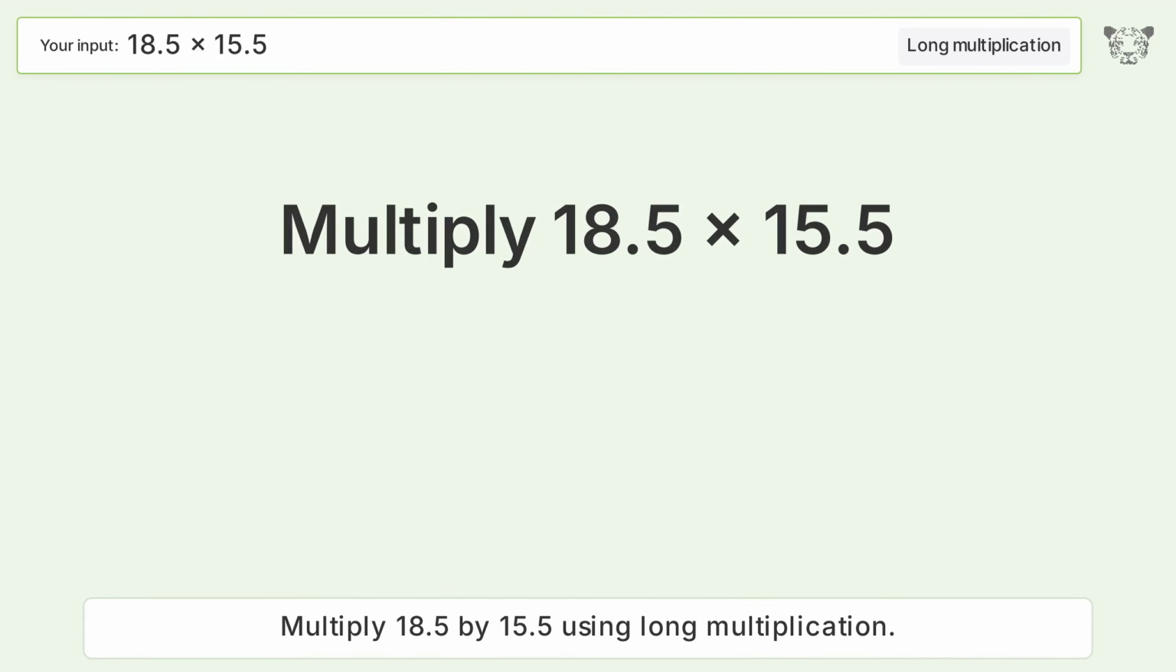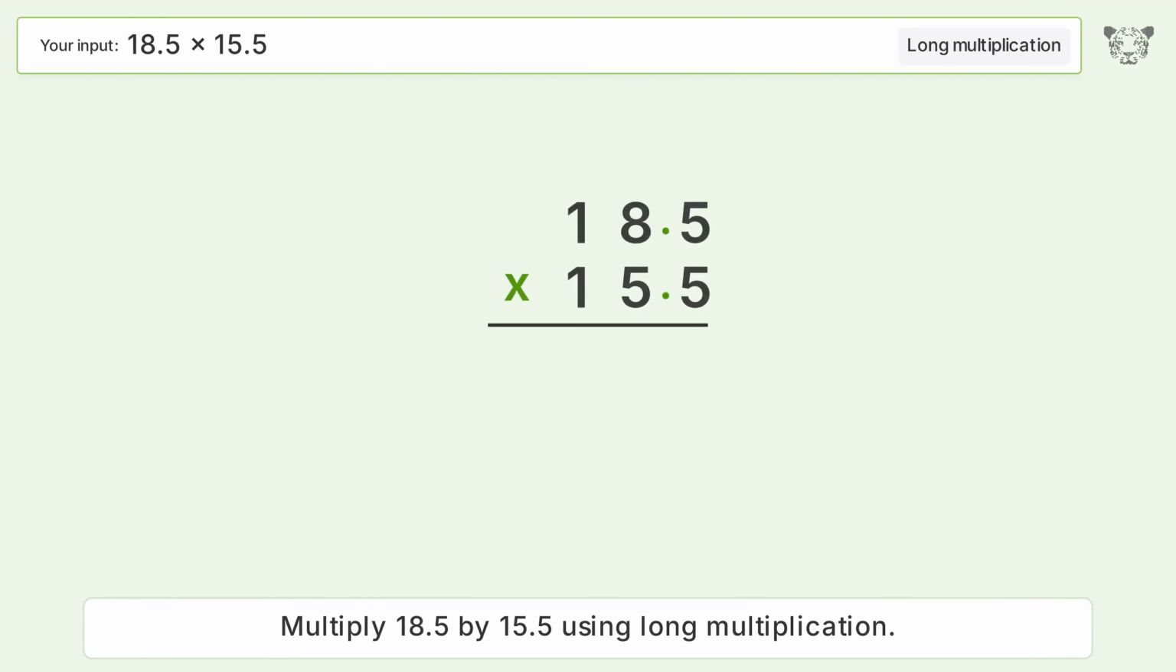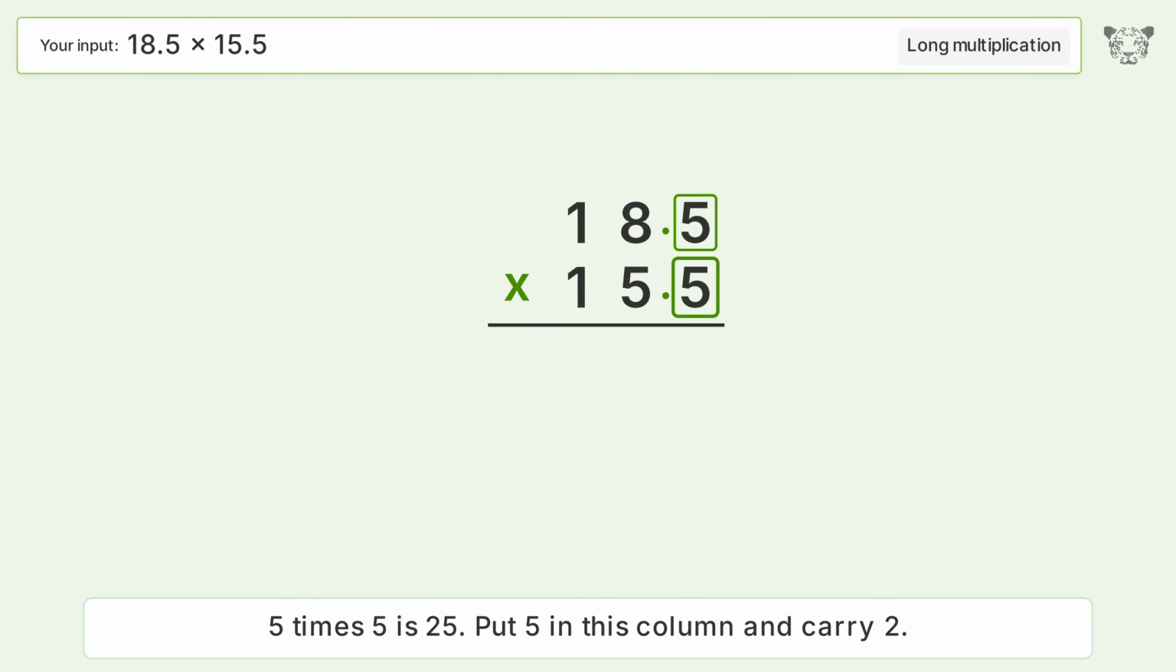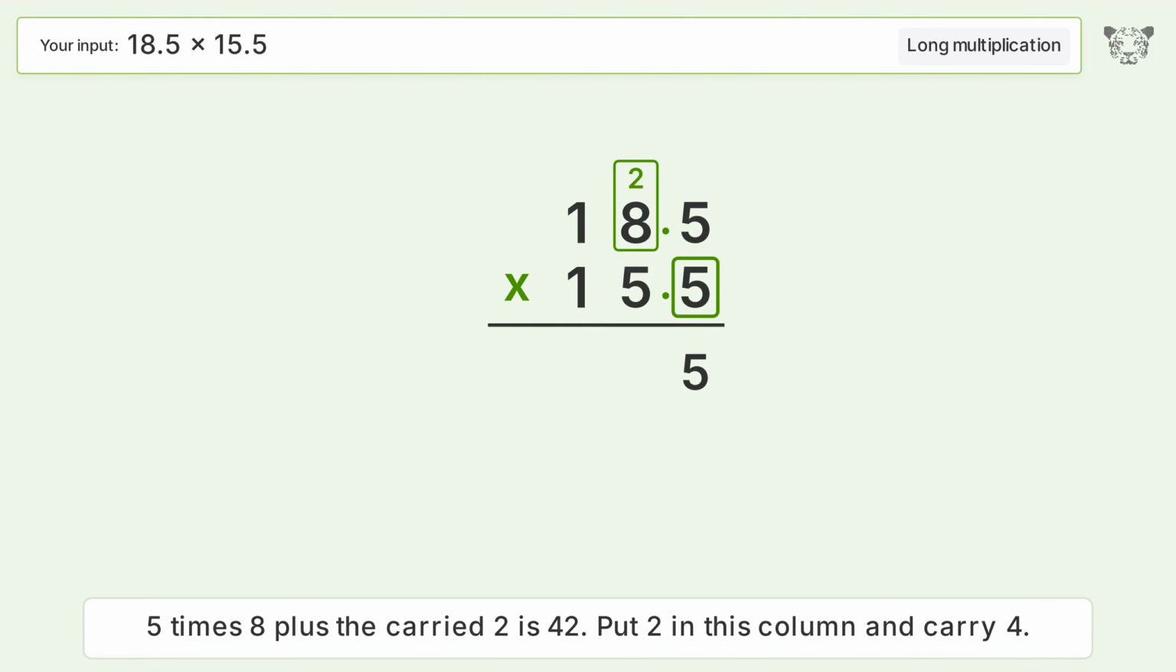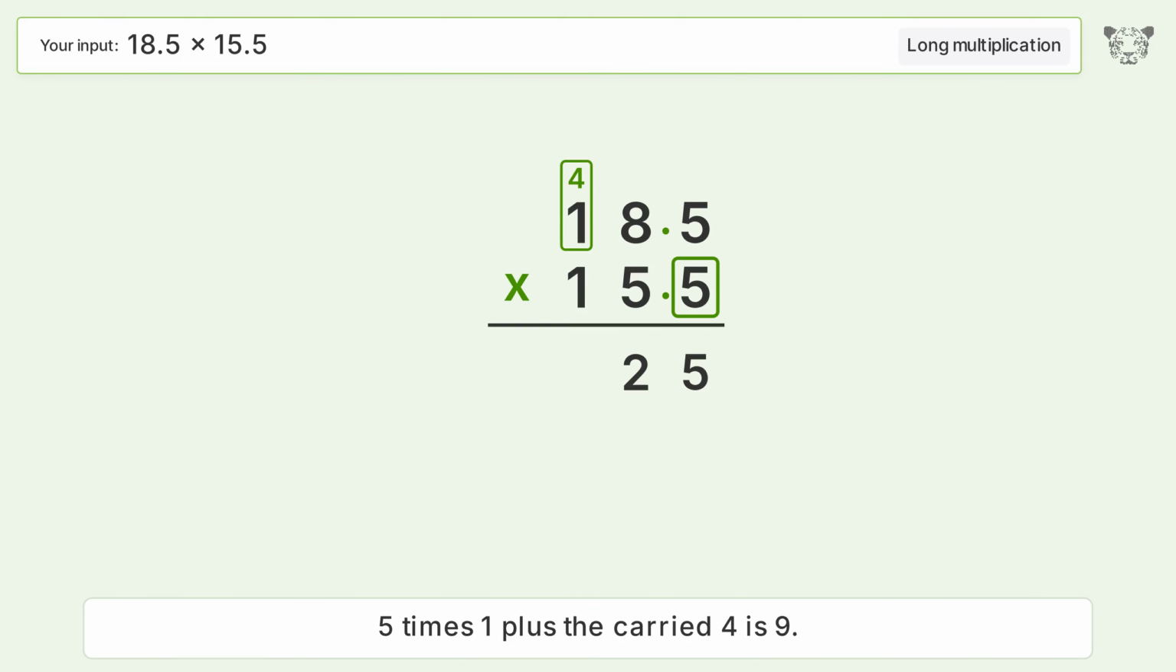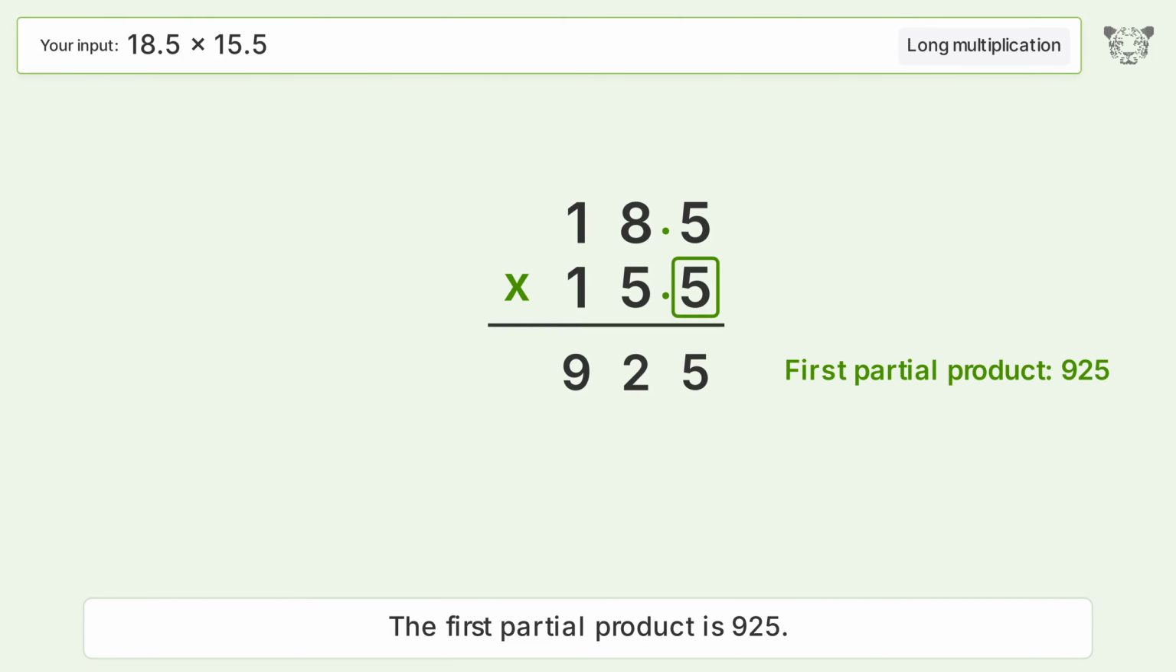Multiply 18.5 by 15.5 using long multiplication. Start with the ones digit, 5. 5 times 5 is 25. Put 5 in this column and carry 2. 5 times 8 plus the carried 2 is 42. Put 2 in this column and carry 4. 5 times 1 plus the carried 4 is 9. The first partial product is 925.